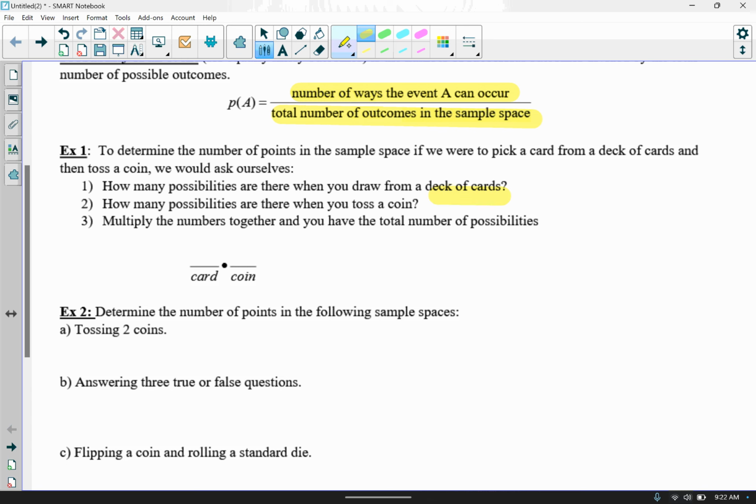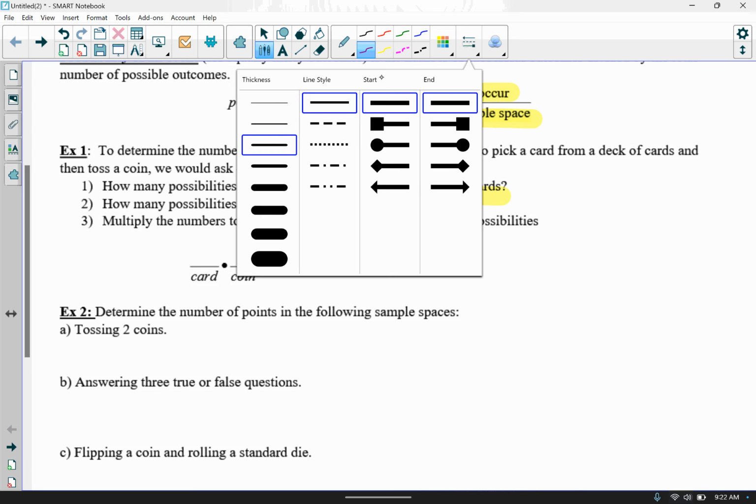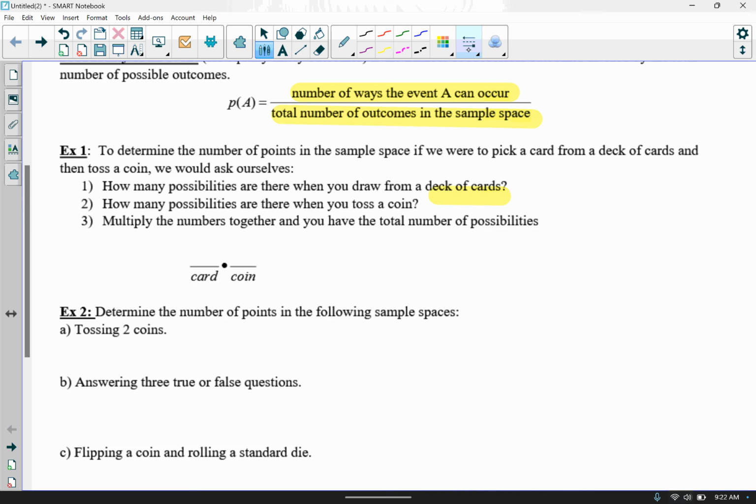And so drawing from a deck of cards, let me get my pen back. And if you're not familiar with the deck of cards, it is provided for you on the formula sheet for this course. But if you go back and look at that, there are 52 cards in a deck of cards. Then we want to know, well, how many possibilities are there when you toss a coin, right? You can get heads or tails. There's two possibilities. Those are our two experiments. So we're going to multiply 52 times 2, and that would land you at 104 different possible outcomes if we were to draw from a deck of cards and then toss a coin.